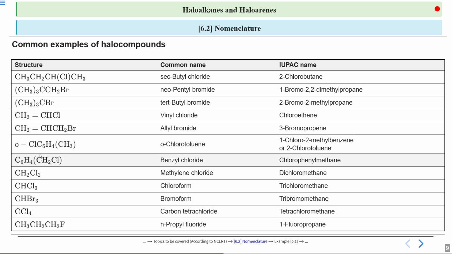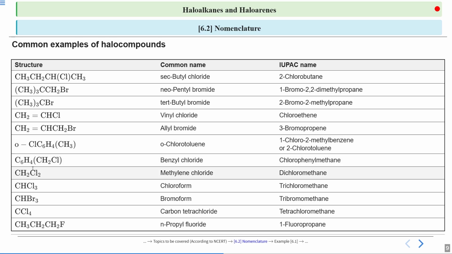Next structure is C6H5CH2Cl. The common name of it is benzyl chloride, and the IUPAC name is chlorophenylmethane. Because we have C6H5, the aromatic ring, which is substituted, and the substituent is CH2Cl. So the IUPAC name will be chlorophenylmethane, and the common name is benzyl chloride.